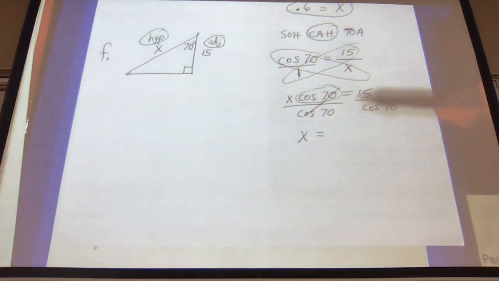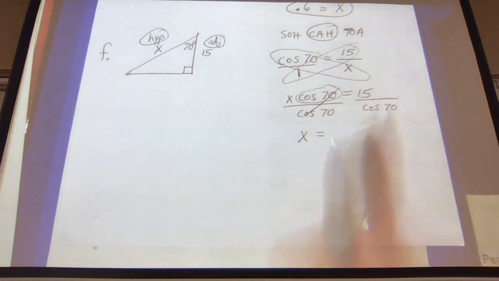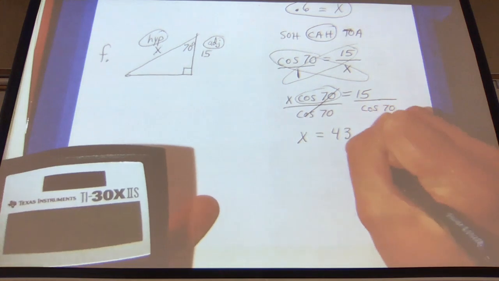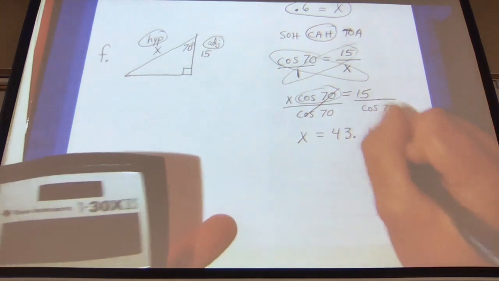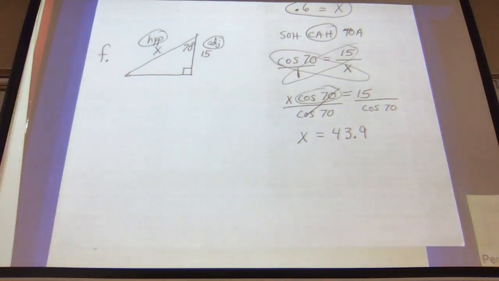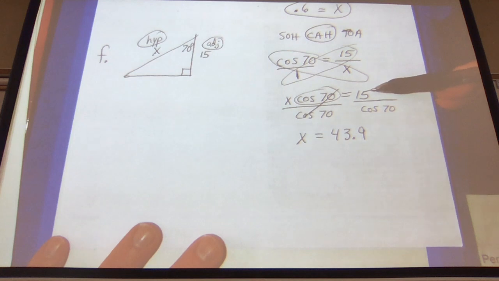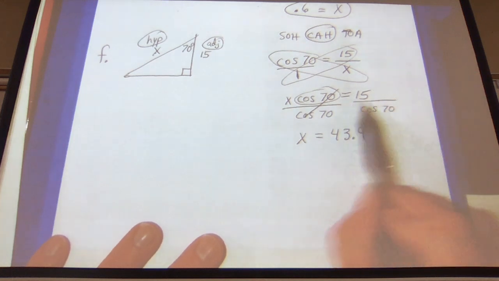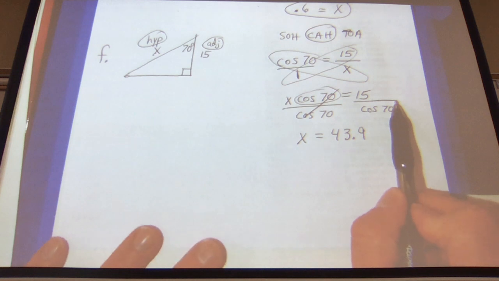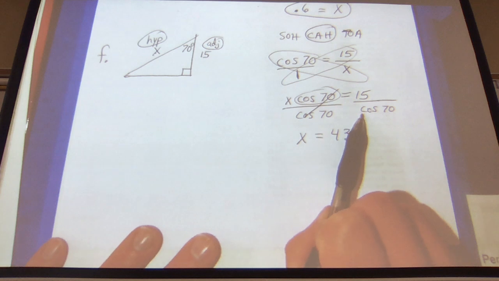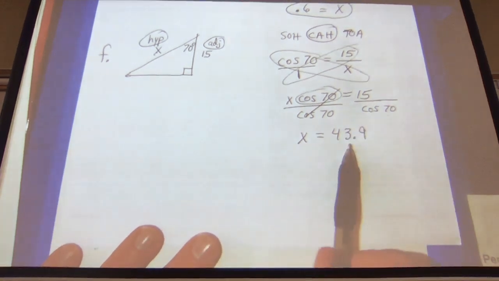Now again, this part here is going to depend on what kind of calculator you have. If you have a blue one like I do, you can put it in just like it looks: 15 divided by cosine of 70. When I do that, I get 43.857. So we'll round that to 43.9. Now, if that doesn't work on your calculator, what you might have to do is type in the 15 first, do the division bar, and then hit your 70 cosine, and then the final thing you have to do is hit the equal sign. And that should get you to 43.9.